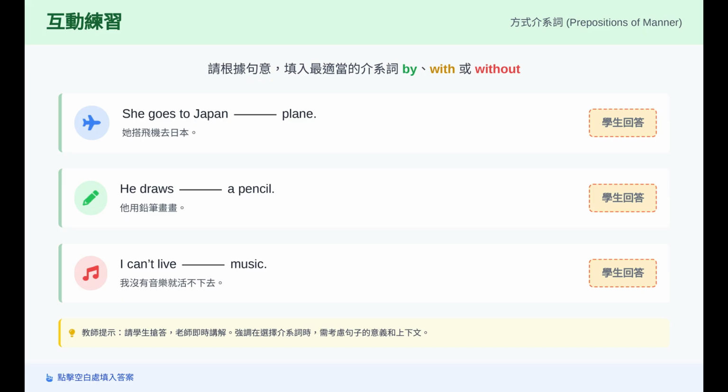Question 2. He draws a blank pencil. What should be filled in this blank? Students should answer. This blank should be filled in with. Question 3. I can't live blank music. What should be filled in this blank? Students should answer. This blank should be filled in with without. Teacher's tip. Have students answer quickly and the teacher will explain immediately. Emphasize the importance of considering the meaning and context of the sentence when choosing prepositions.